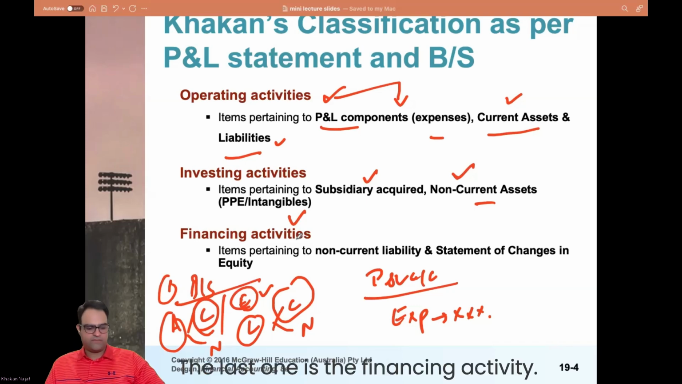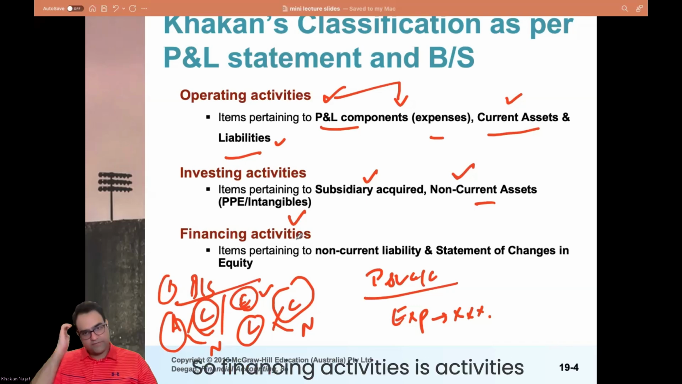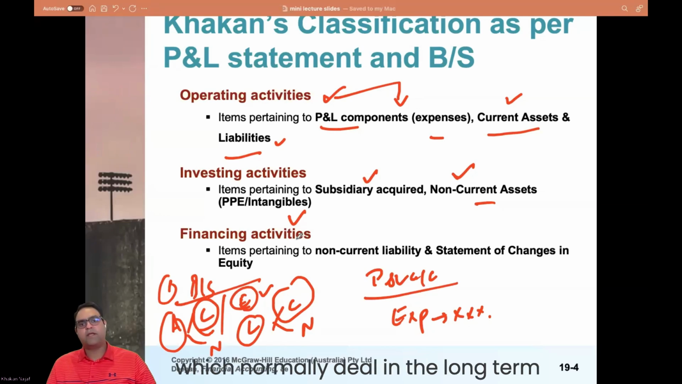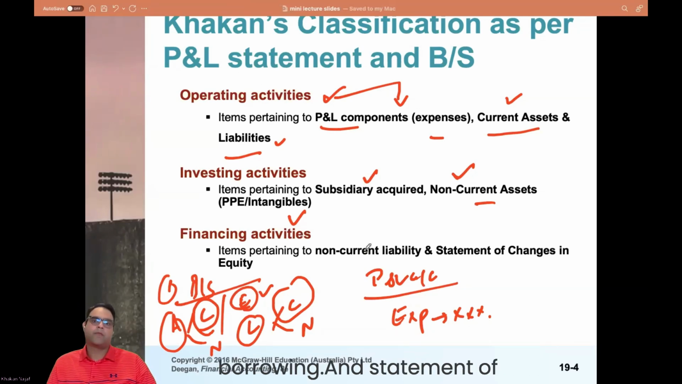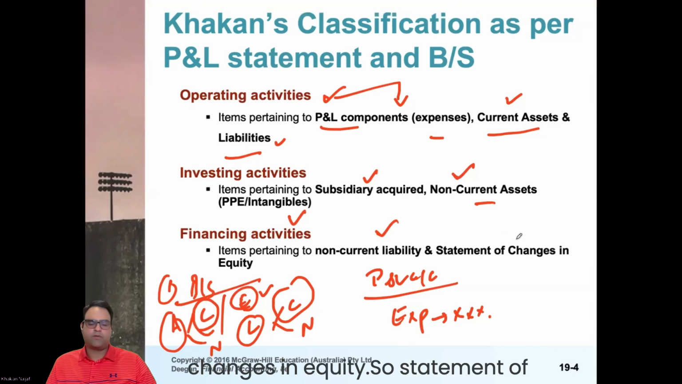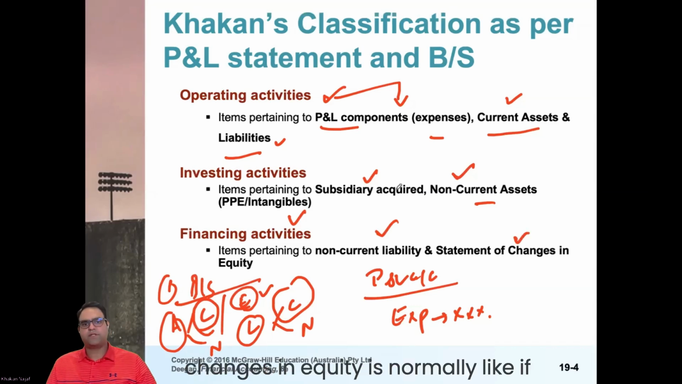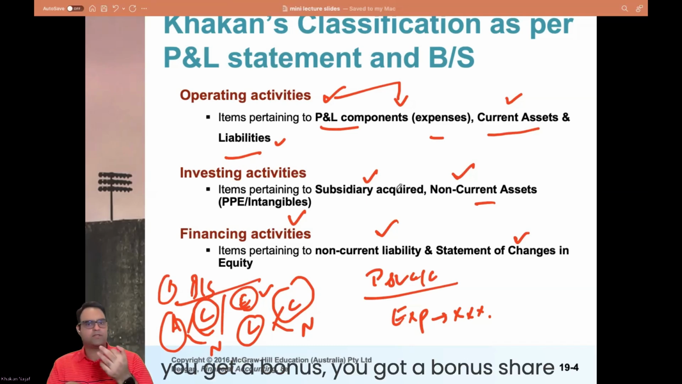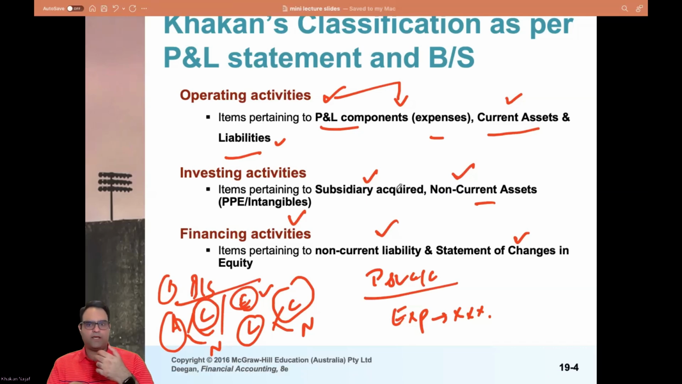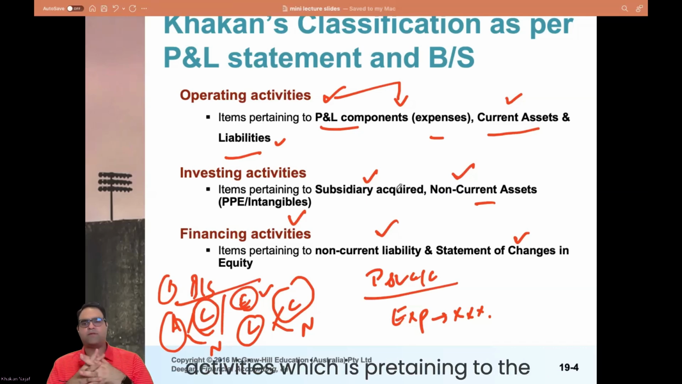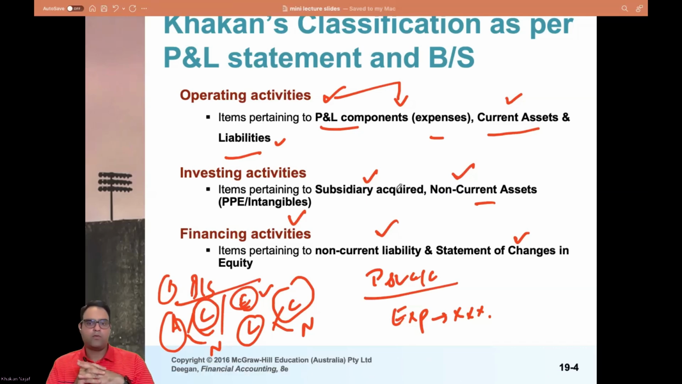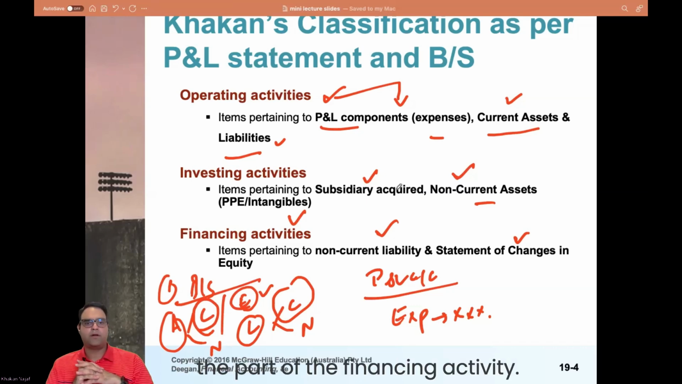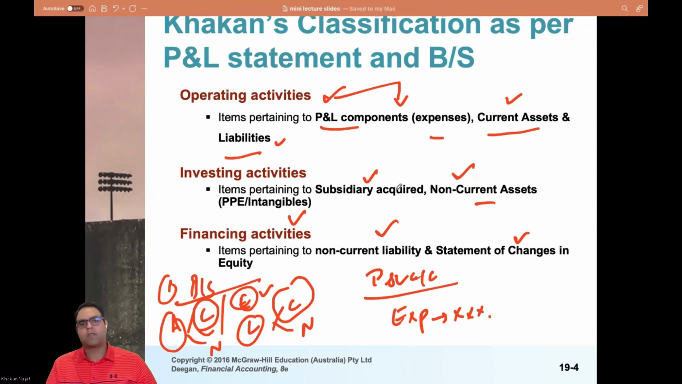The last one is the financing activity. So financing activities are the activities which normally deal with long-term borrowing and the statement of changes in equity. The statement of changes in equity is normally like if you issue a share, you do a buyback, you get a bonus share pay or something like that. Any activities pertaining to the statement of changes in equity will be part of the financing activity.